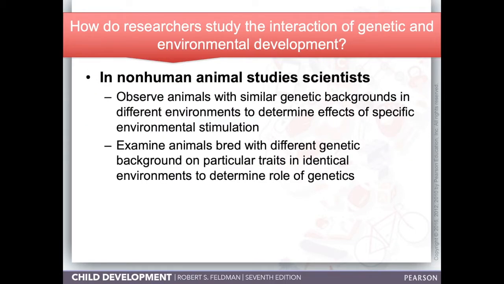How do researchers study the interaction of genetic and environmental development? In non-human animal studies, scientists observe animals with similar genetic backgrounds in different environments to determine effects of specific environmental stimulation, and also examine animals bred with different genetic backgrounds on particular traits in identical environments to determine the role of genetics. Another very interesting field to trace and follow how the genes are passed down in non-human animals.